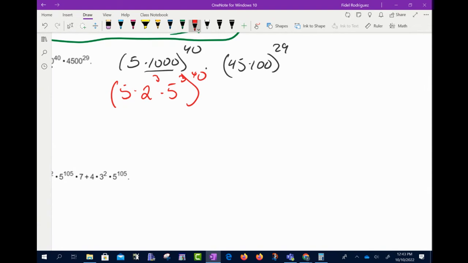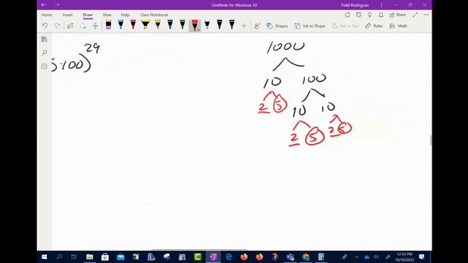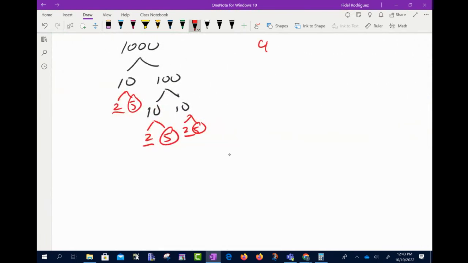Okay, we're going to fix some stuff in a minute, right? I'm not done yet. Let's do the same thing with 45 and 100. Okay, so look, I'm going to come back over here. I'm going to break down 45. Anybody know any two numbers that multiply to 45?